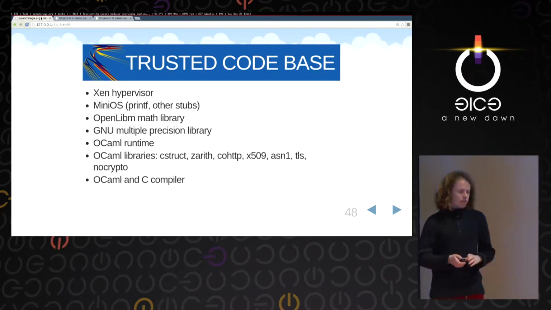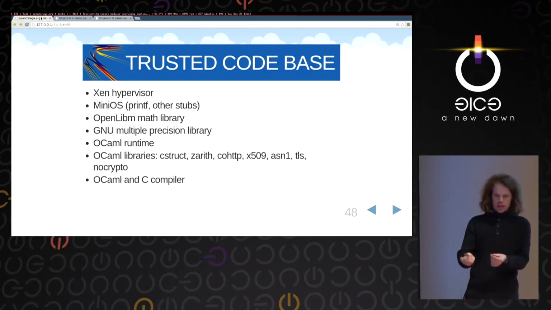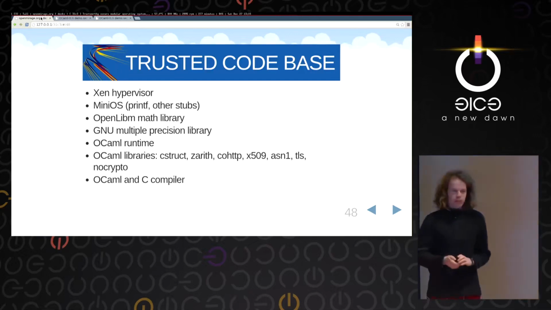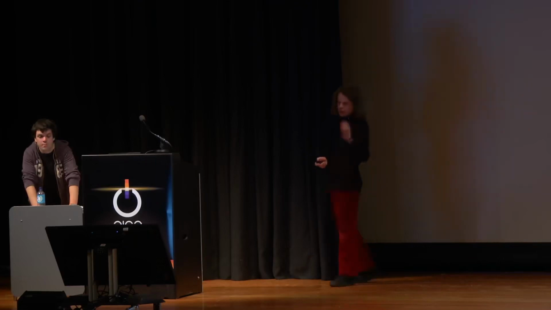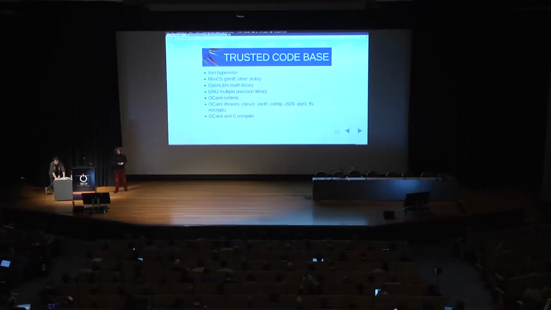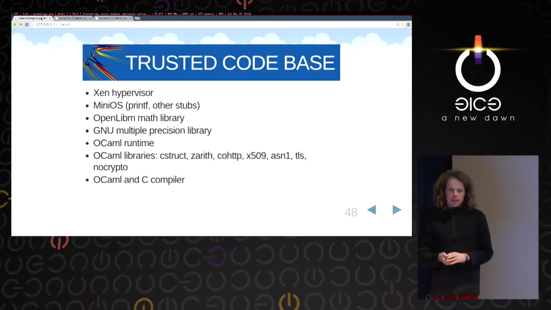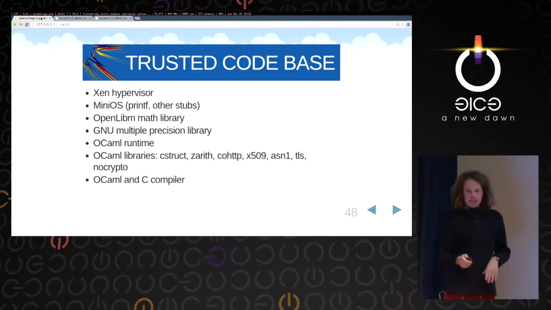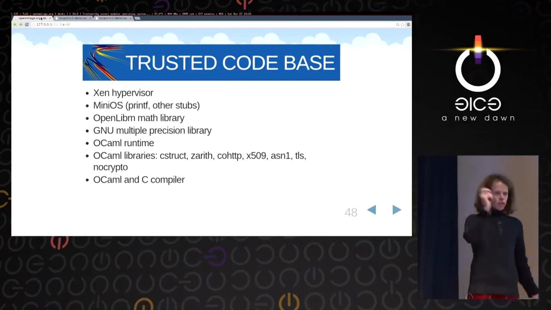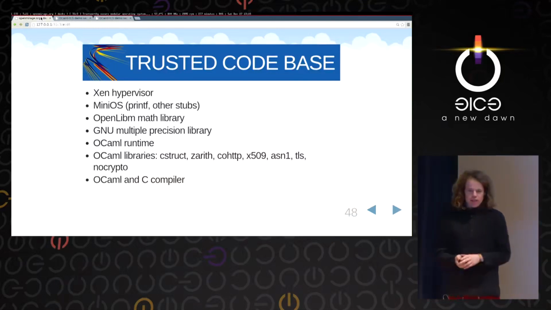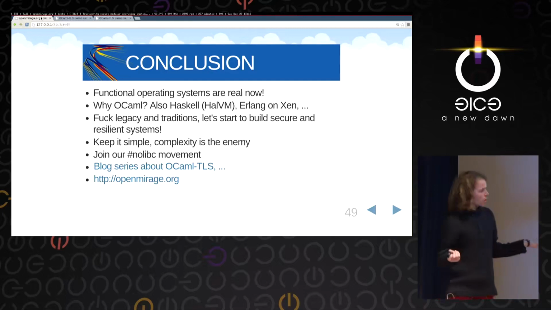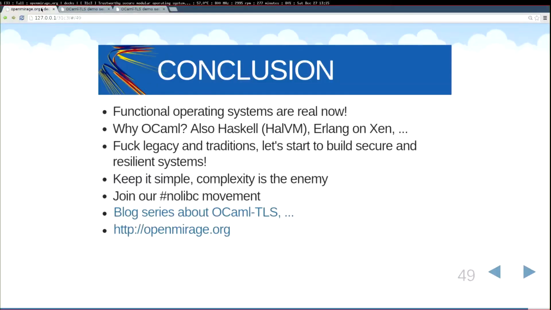Then we have the OCaml runtime, the OCaml programming language runtime, which includes a garbage collector and so on. Then we have various OCaml libraries which we currently use, like cstruct, which is a byte vector, and so on: X509, ASN1, TLS, OTR, NoCrypto, the XMPP library itself, and so on. And then obviously we also have the OCaml and C compiler. But we don't have any libc in the trusted code base, or any huge Linux kernel, because we just don't have it.